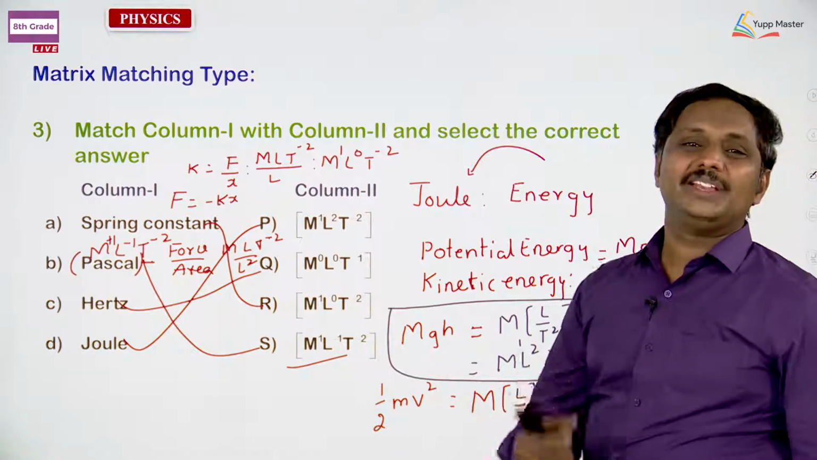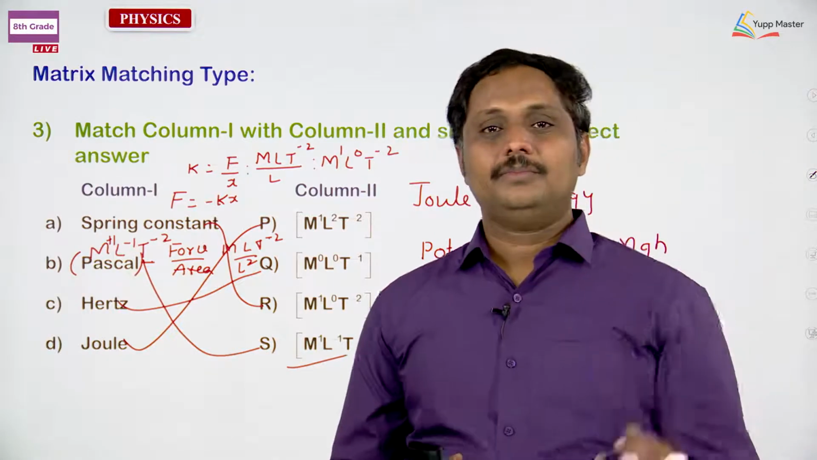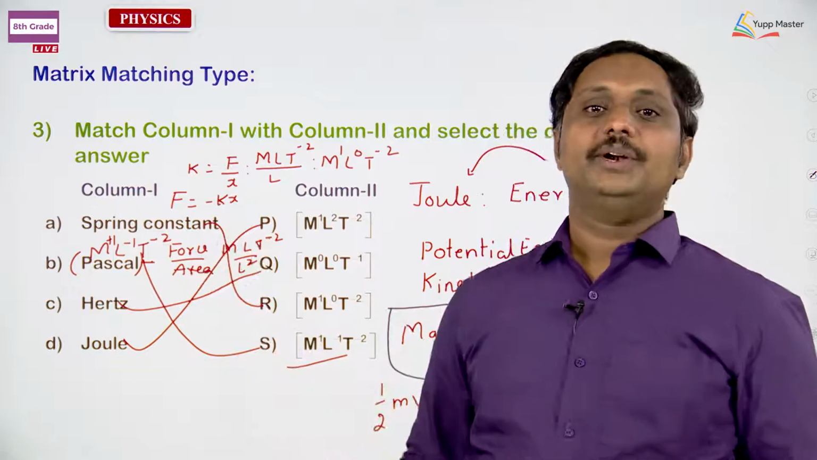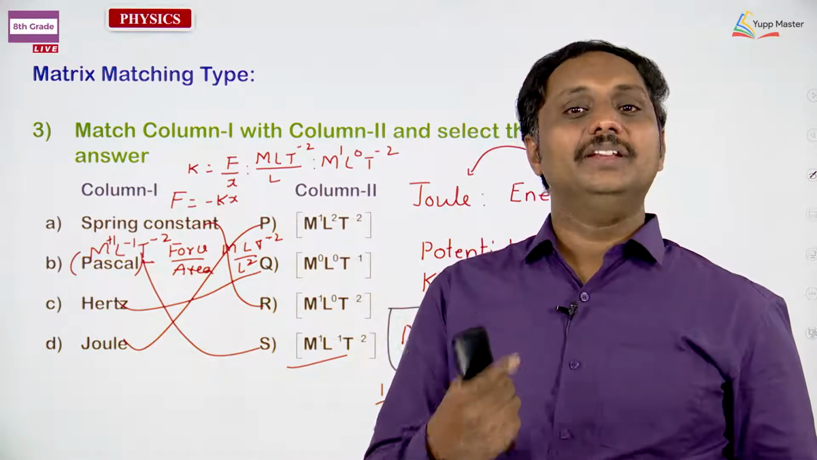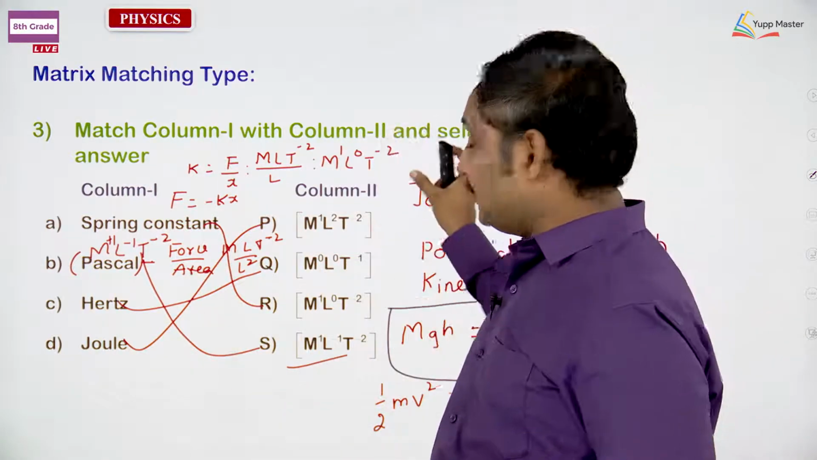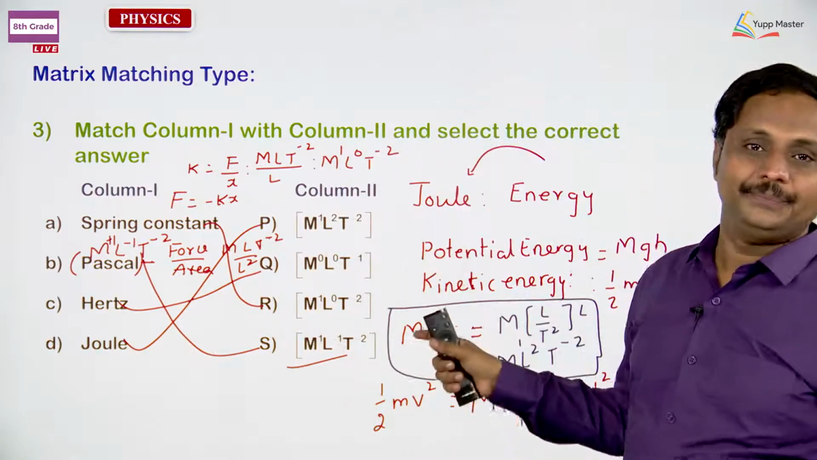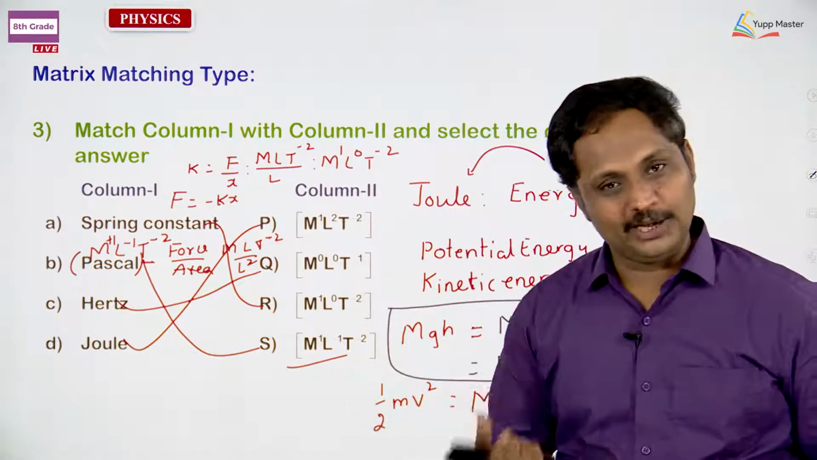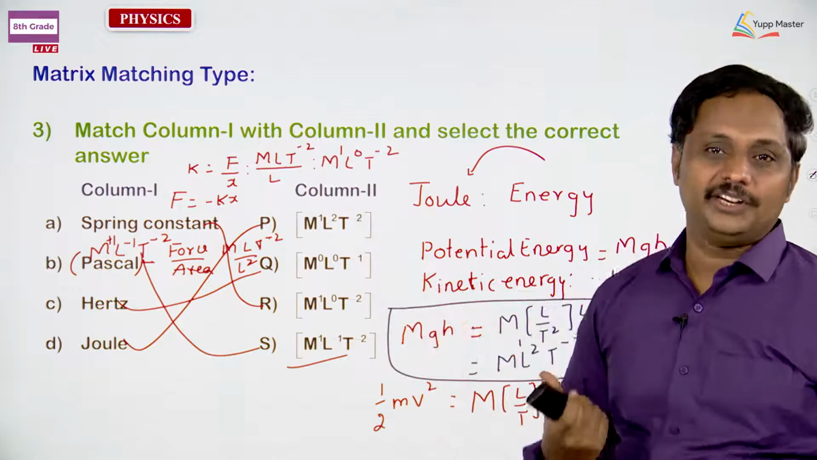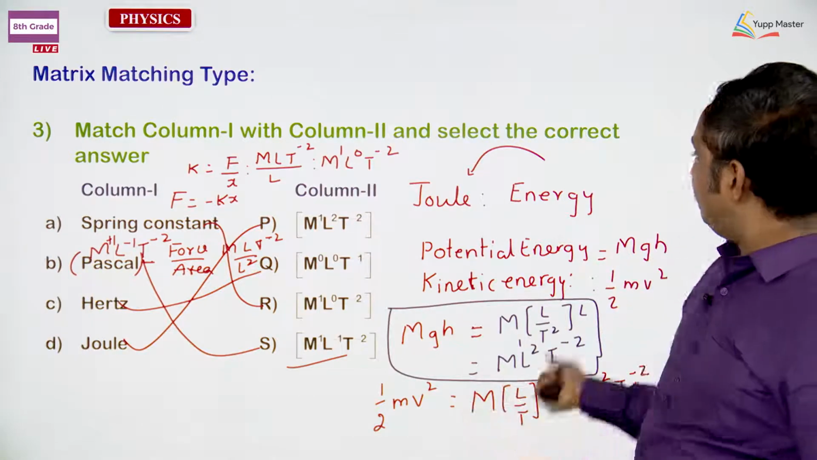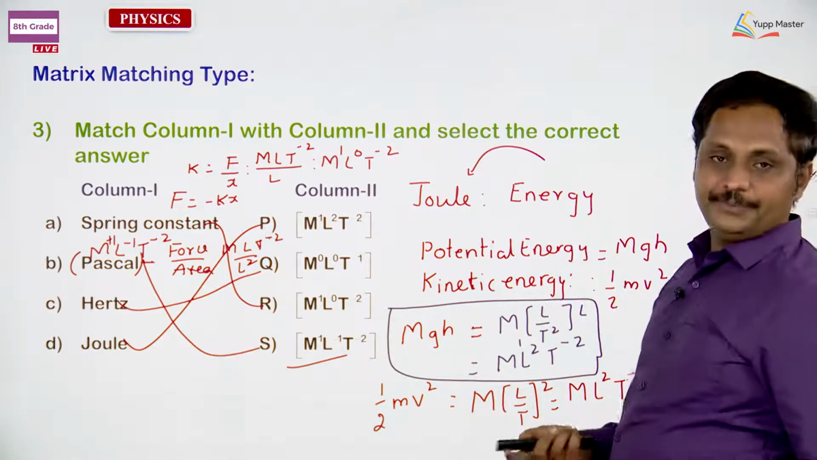If you are going to take any of the derived quantities, it has been represented in the base quantities in terms of its formula. You need to identify the formula related to that derived quantity, and you can find it very easily. Let's go for another one.